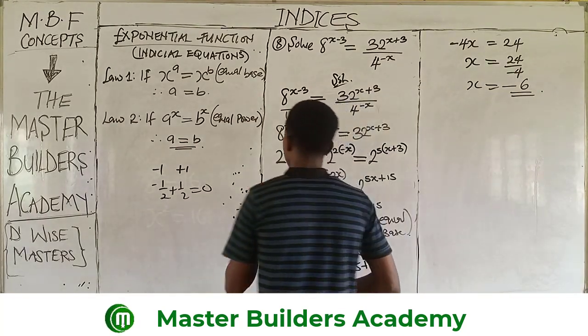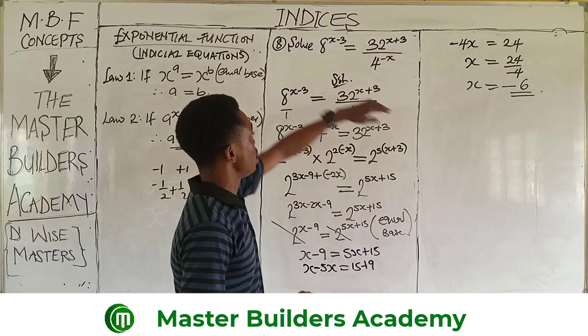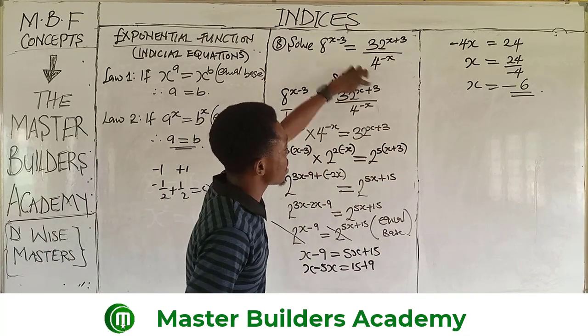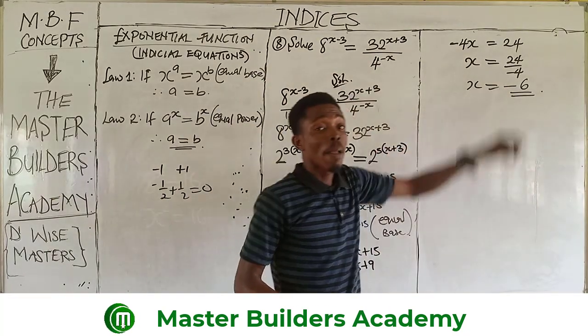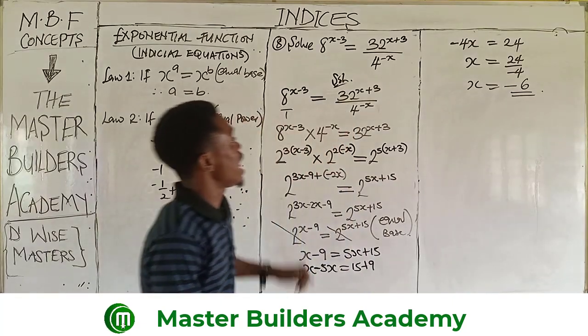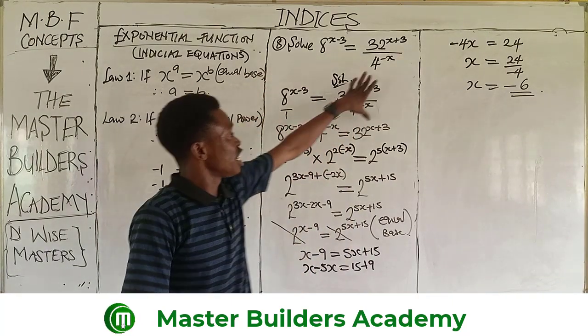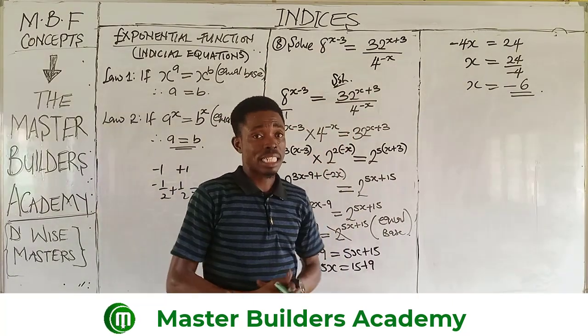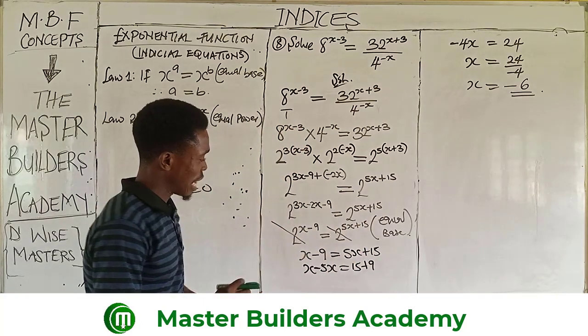Guys, for you to be able to validate whether you are correct, what you just need to do is anywhere you find x here, substitute in minus 6. And see that at the end, what you have at the left hand equals what you have at the right hand.